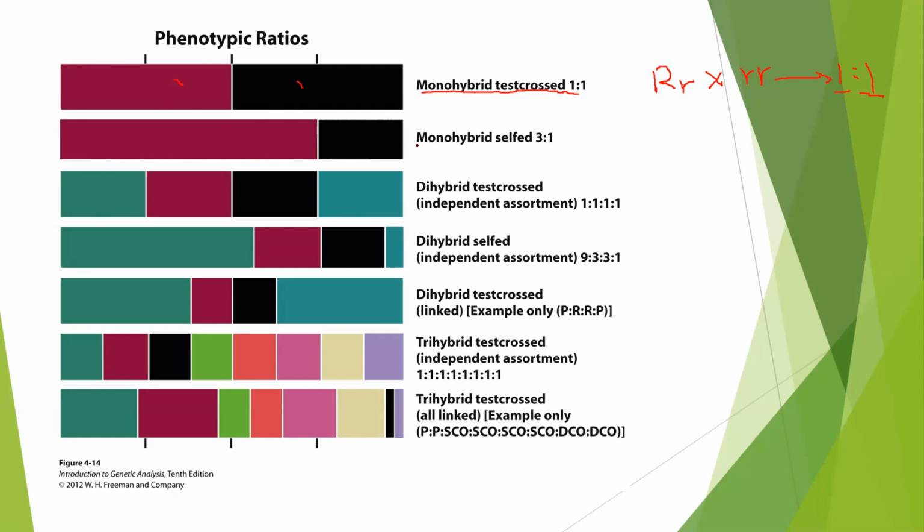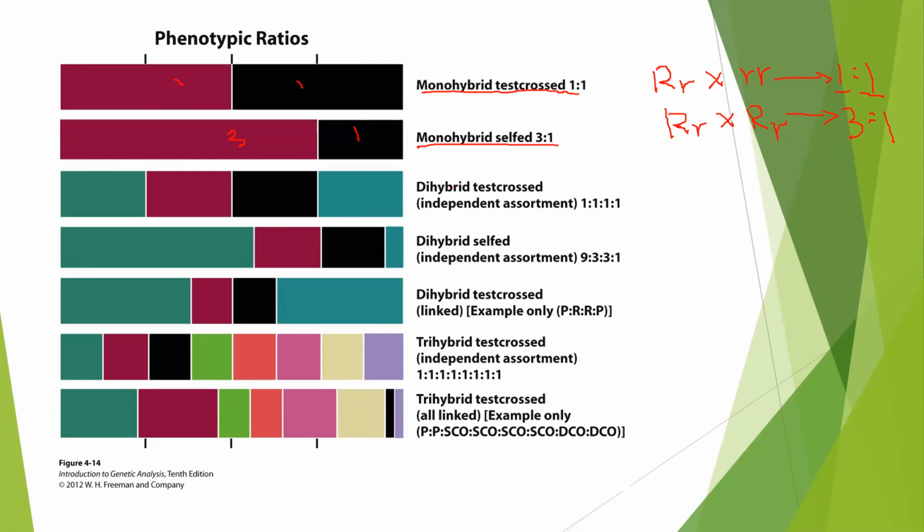All right. Now, if we do the monohybrid selfed, what is that? So that is this, right? Selfed means this. This gives you the classical ratio of 3:1. All right, so this is 3:1. This is 1 gene, so we don't worry about independent assortment.